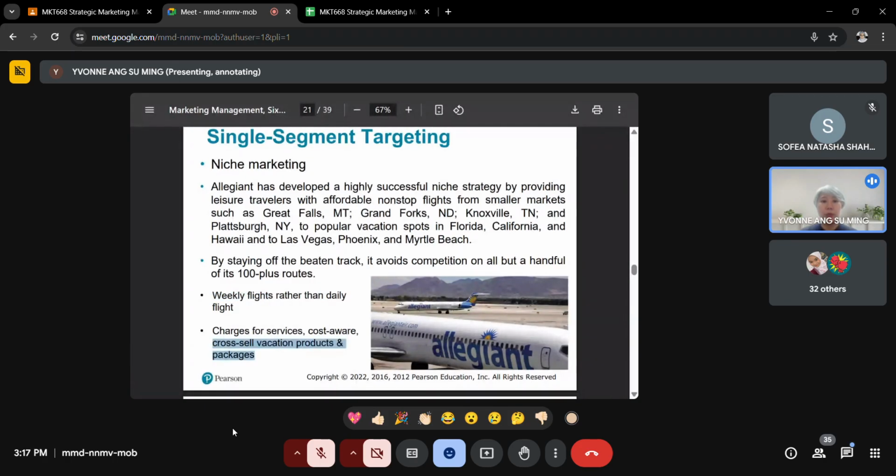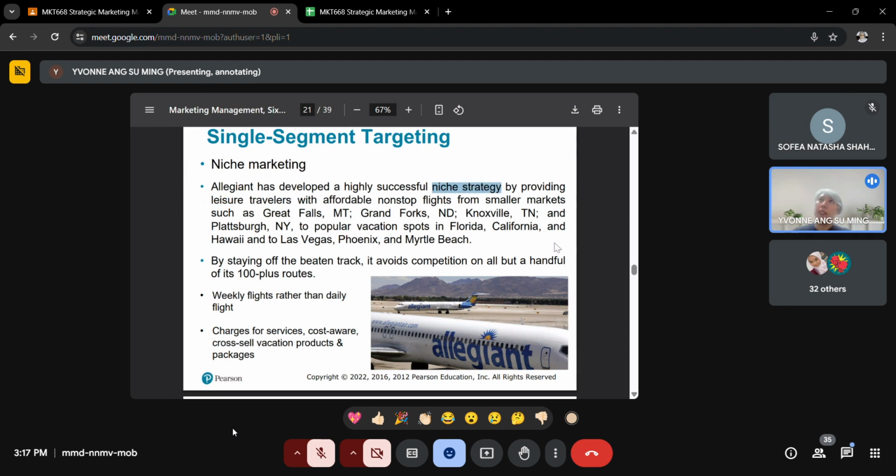And what they also try to do is they akan cross-sell their punya vacation products. So you're already going on a holiday kan, so might as well you buy everything from their website. They give you the packages that they think their leisure travelers might actually be interested to buy from them. Okay, so this is a niche strategy lah.